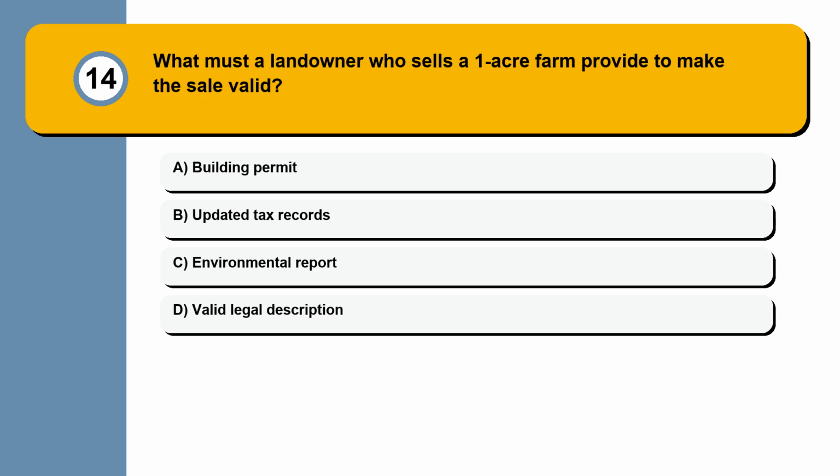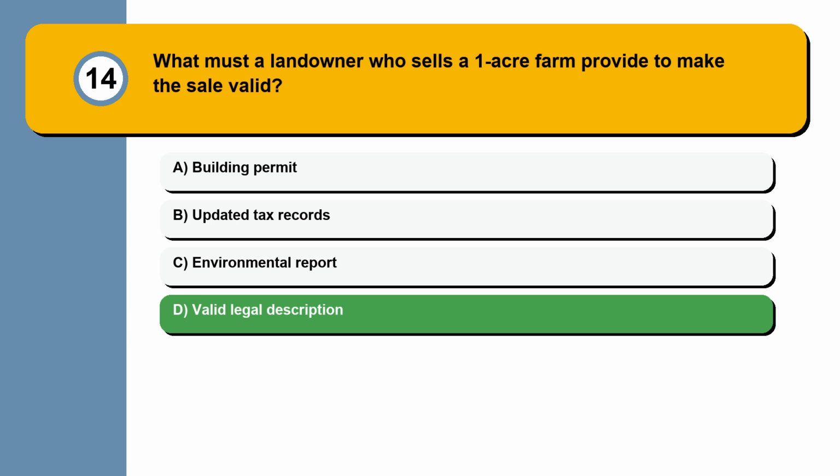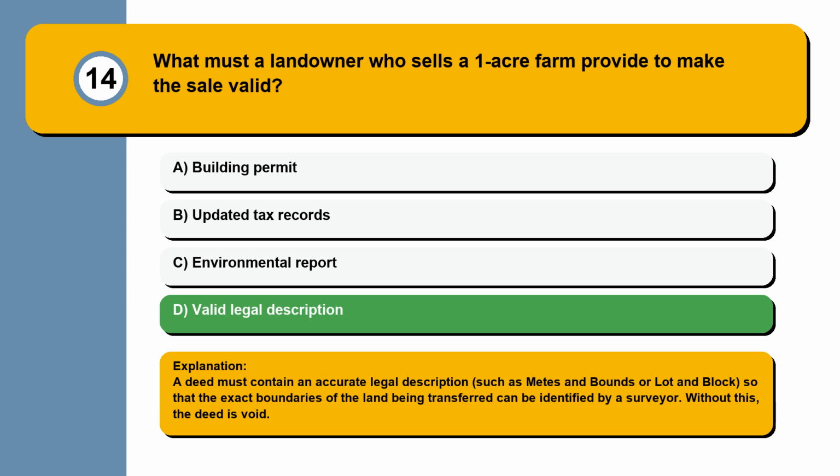Question 14. What must a landowner who sells a 1-acre farm provide to make the sale valid? Building permit, updated tax records, environmental report, valid legal description. A deed must contain an accurate legal description, such as metes and bounds or lot and block, so that the exact boundaries of the land being transferred can be identified by a surveyor. Without this, the deed is void.